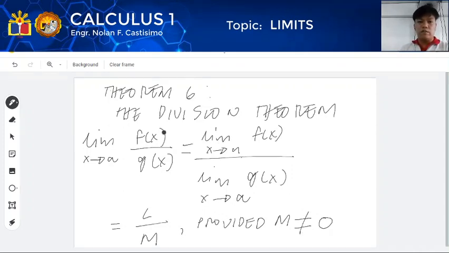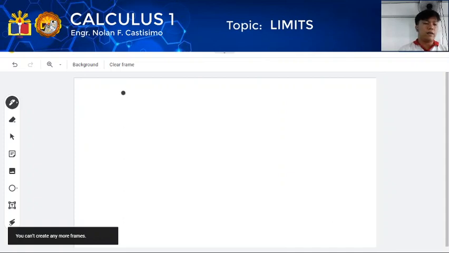So, consider daw tong Theorem 6, which is division theorem, kapag yung M natin is not equivalent to 0. Ayan. So, itong L natin, dininote lang natin na L, yung limit ng f of x, and M, yung limit ng g of x. Katulad na ginawa natin sa previous theorems ng limits. Okay. Proceed tayo sa example.